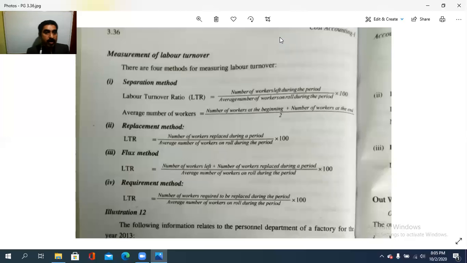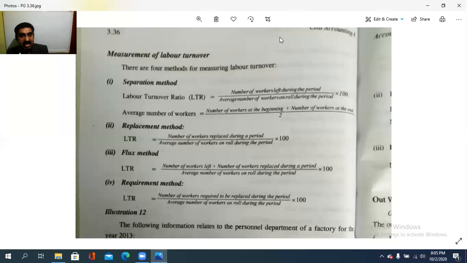This is not that important. So you need to study the formula, and also there is one problem that you need to do by yourself. So in the separation method, the labor turnover ratio is calculated as the number of workers left during the period divided by the average number of workers on roll during the period, into 100. The average number of workers on roll during the period is equal to the number of workers at the beginning of the period plus the number of workers at the end of the period, divided by 2. Isn't it? So that is the average number of workers.